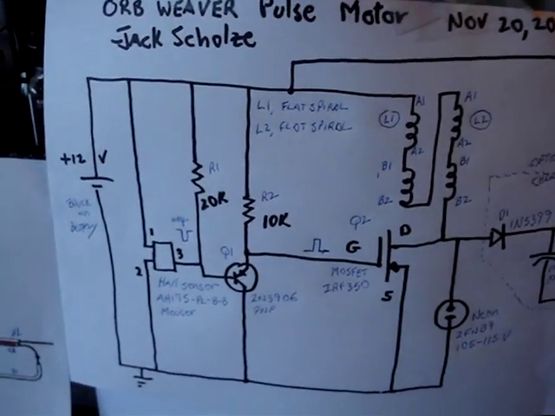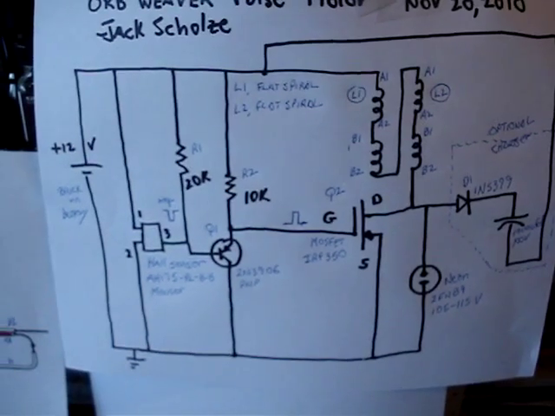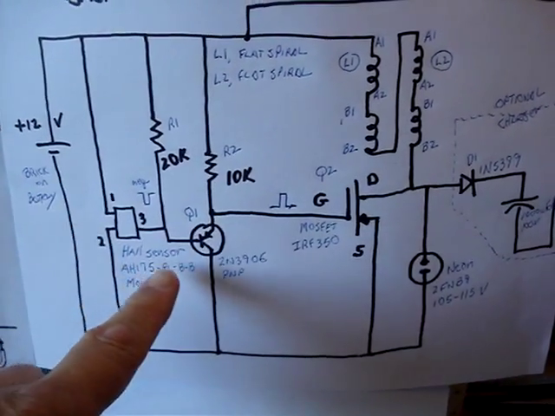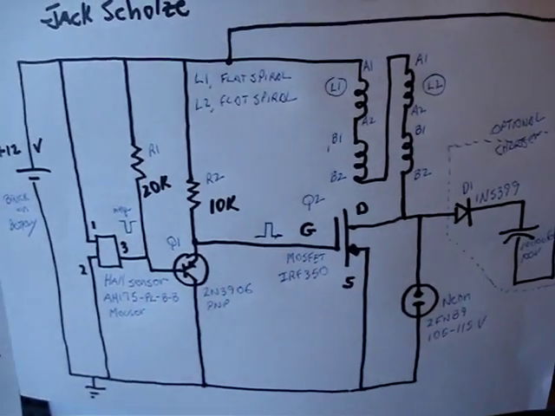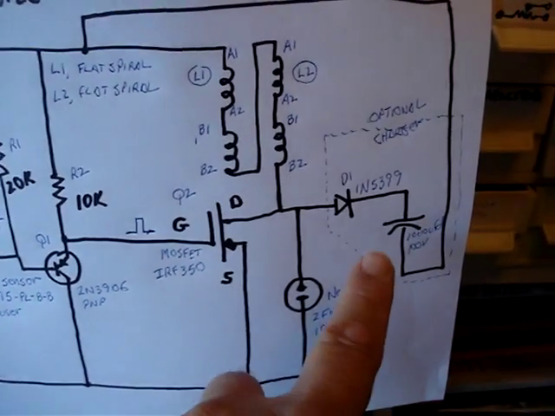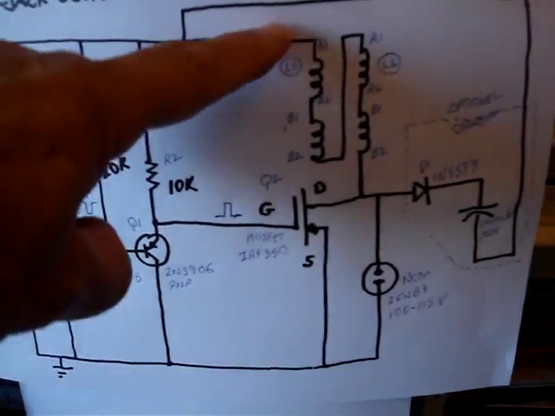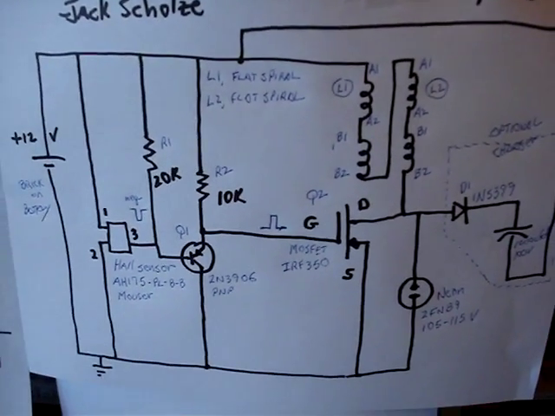People have asked about the circuit before. And this is the Orb Weaver circuit. As you can see, it's a Hall sensor, 12-volt supply, a one buffer transistor, 3906, going into the gate of the MOSFET, and the typical neon there, optional charging circuit for just a diode and a capacitor. And the two flat spiral coils are in series. And that's about it.